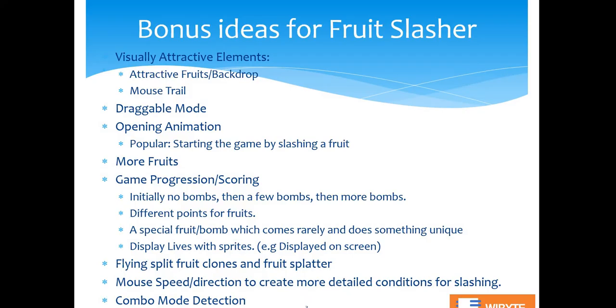Next, another idea that I could think of is an opening animation, and a very popular one here is that the game starts by slashing a fruit itself, right? Now, in the class game, our game just starts, right? But we could do this animation. The best way to do this would be to create a sprite which is almost like your main fruit sprite, but it doesn't clone. So we just create one random costume and give it the slashing motion, right? In fact, I'll show you a little bit later in the enhanced game. I've done this, right?